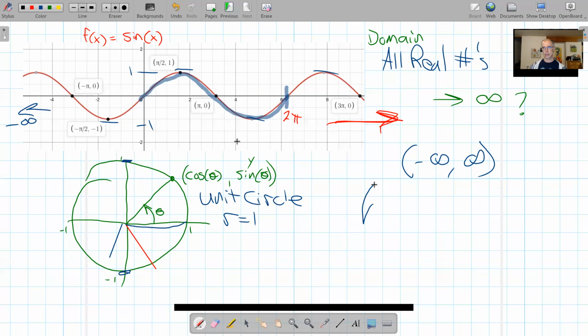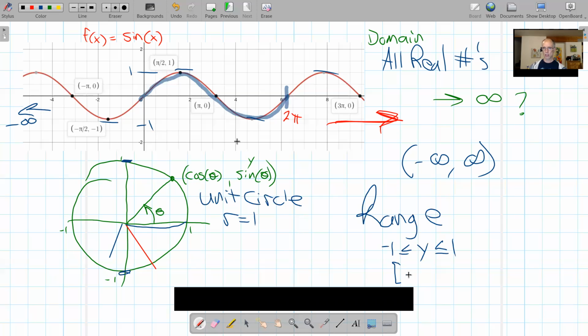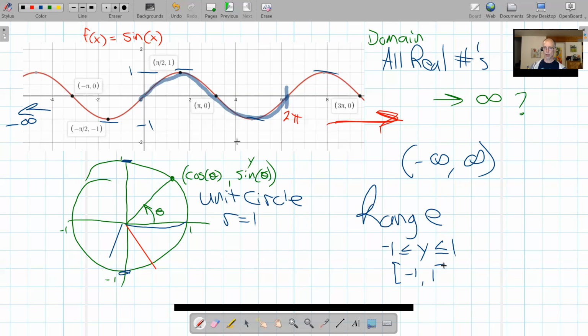So range is not all real numbers, but it's any y value that's greater than or equal to -1 and less than or equal to +1. Interval notation, -1 to 1 for the y values.